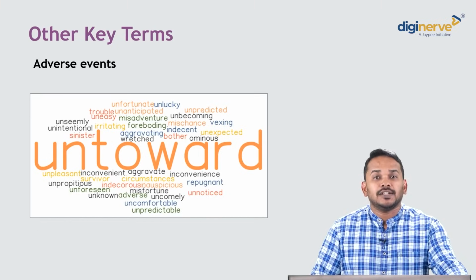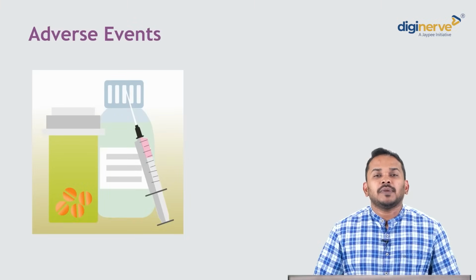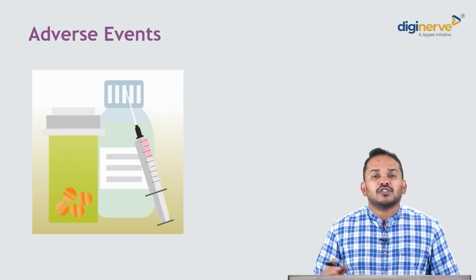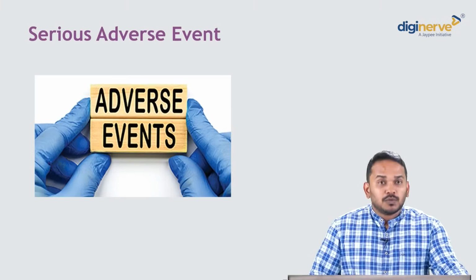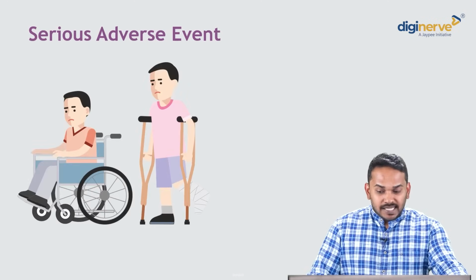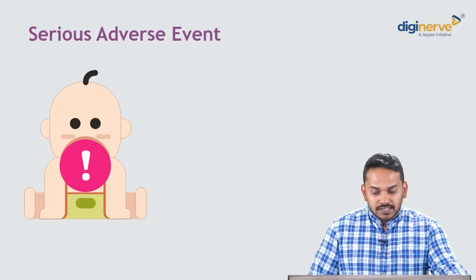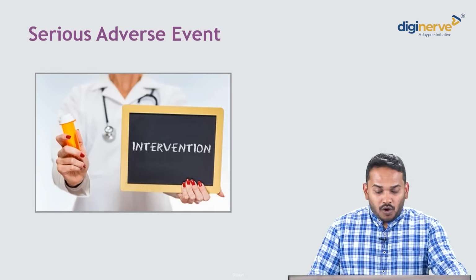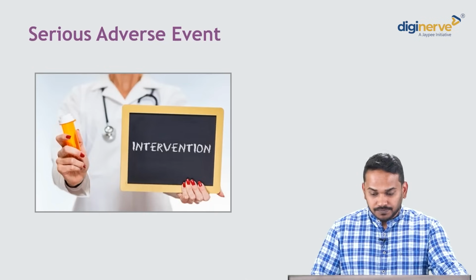We will see some terms used in pharmacovigilance. One is adverse event. Adverse events are untoward events that occur during treatment. It might not be related to the drug or it might not be related to the treatment. Any untoward event that occurs during treatment is called an adverse event. The next term would be a serious adverse event. Any adverse event that is life threatening or which results in death, disability, congenital abnormalities, hospitalization or prolongation of hospitalization, or those which require intervention to prevent permanent disability is called a serious adverse event.